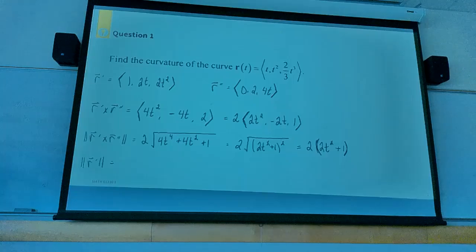One more thing, we need the magnitude of r prime. Well, look at the components of r prime versus r double prime. With the exception of order and sign, they're identical, aren't they? After you factor out the two. Not r double prime, sorry. R prime cross r double prime. They're identical, which means the magnitude is going to be the same.